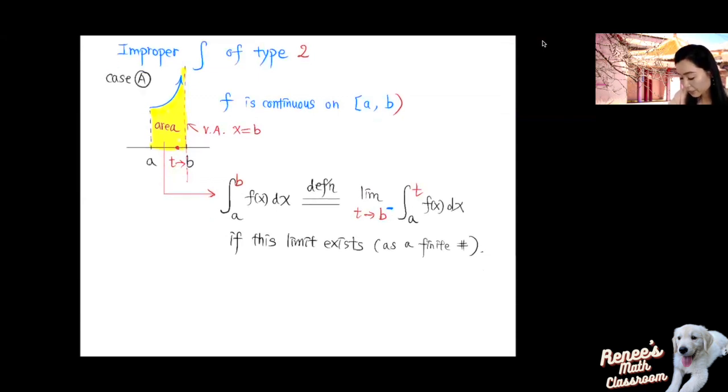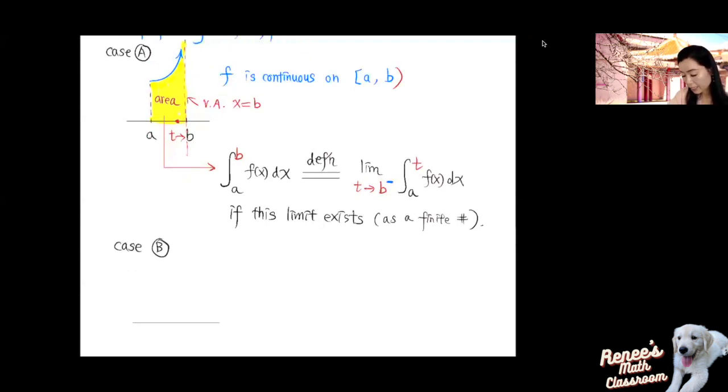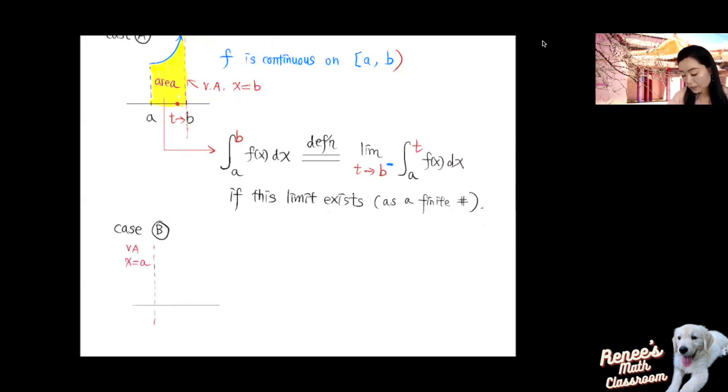Now another case is kind of similar. This time, instead of a vertical asymptote at B, you could have a vertical asymptote at A. So I'm going to draw this. Over here at A, you have a vertical asymptote, x equal to A, and the function will be like this. The area under this is improper, and corresponds to the integral from A to B of f of x dx.